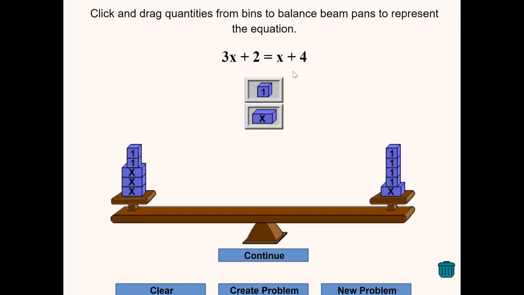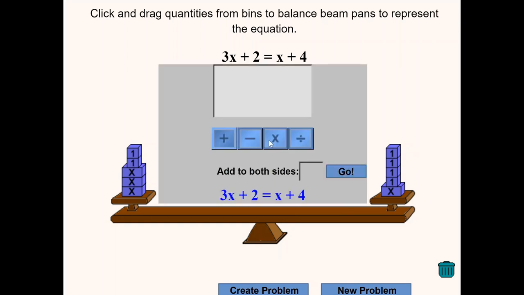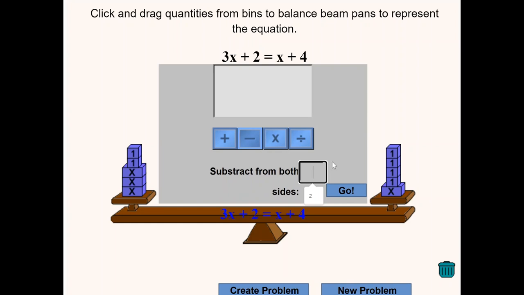Now over here, I have a different question. I have 3x plus 2 is equal to x plus 4. So therefore, I have 3 x's and 2 ones on the left side, and I have 1x and 4 ones on the right side. So let's try to see how to do this using equations. Like I said, the goal is to have only x's on one side and only ones on the right side. Then on the left side, I have 2 ones that I need to get rid of. And the thing is, to do what I do to one side, I have to do the exact same to the other side to keep the balance.